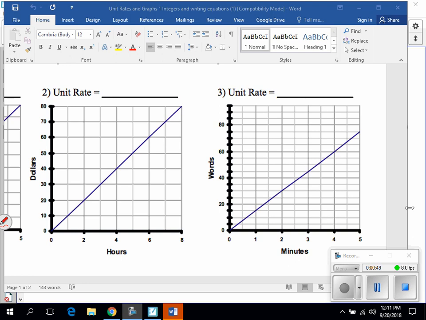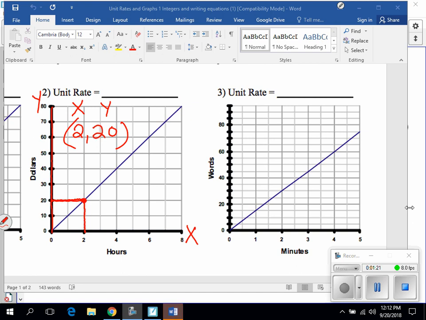So I'm going to choose the point 2, 20. Remember, this is the x-axis, and over here this is the y-axis. So I'm going to label 2 as our x value. The 2 goes down to the x-axis, and the 20 is the y. We can follow that over to the y-axis.